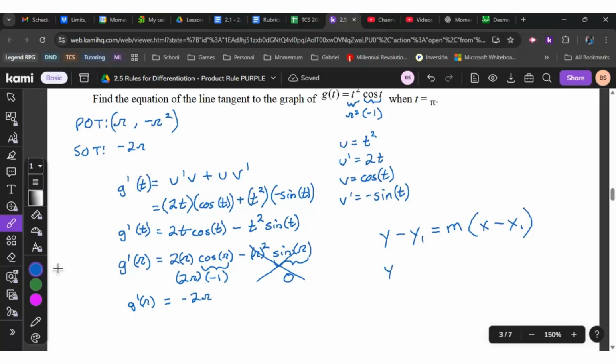So this is y minus negative pi squared, so y plus pi squared, equals negative 2 pi times x minus pi. Okay? So the answer would be this line. That is the equation of our tangent line.